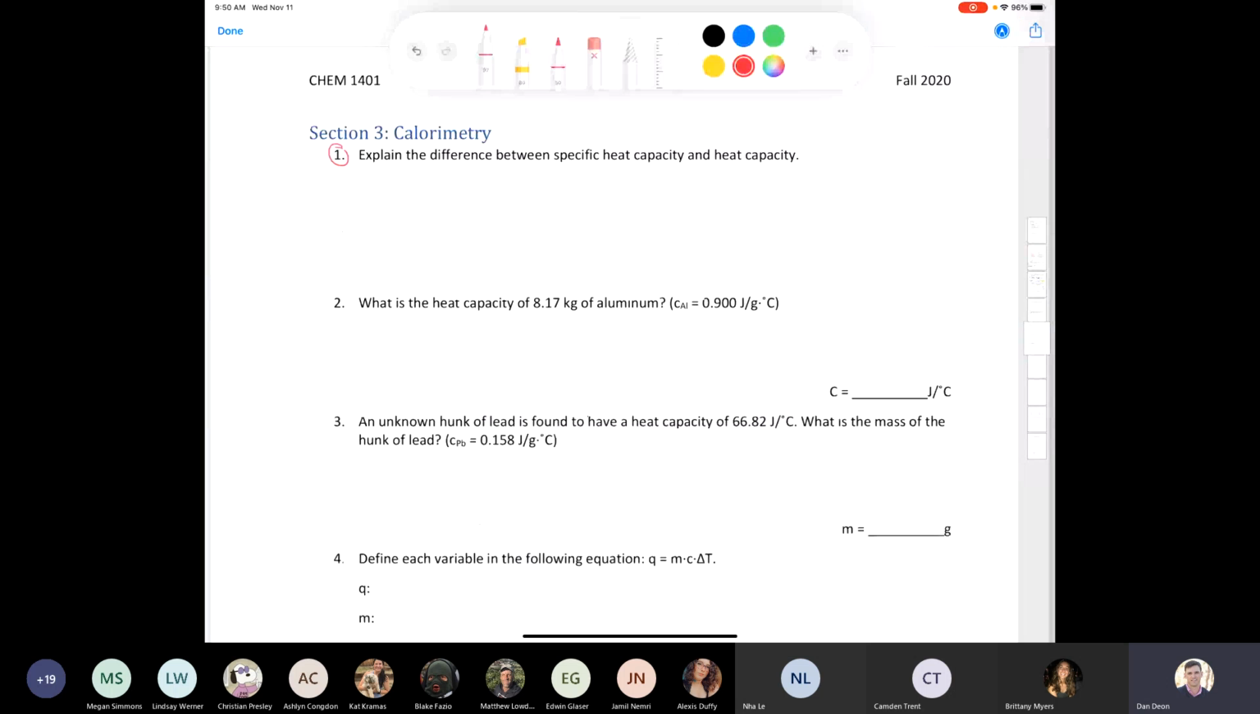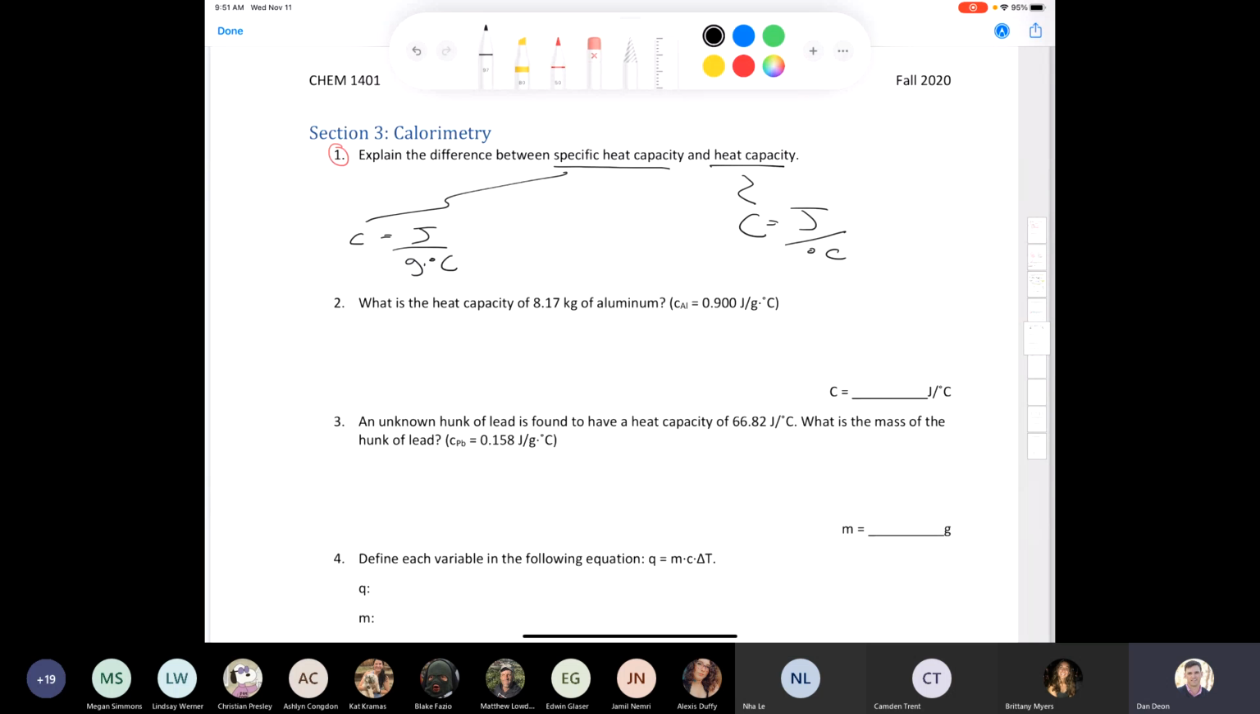Explain the difference between specific heat capacity and heat capacity. I think the easiest way to define these is in terms of their units. Specific heat capacity, that's little c, and that's equal to joules per gram degrees Celsius. Now I could write out a whole wordy answer here, but specific heat capacity is the amount of energy that it takes to raise 1 gram of a substance by 1 degree Celsius. Okay, that's what specific heat capacity is. Whereas heat capacity is big C, and that's equal to joules per degree Celsius.